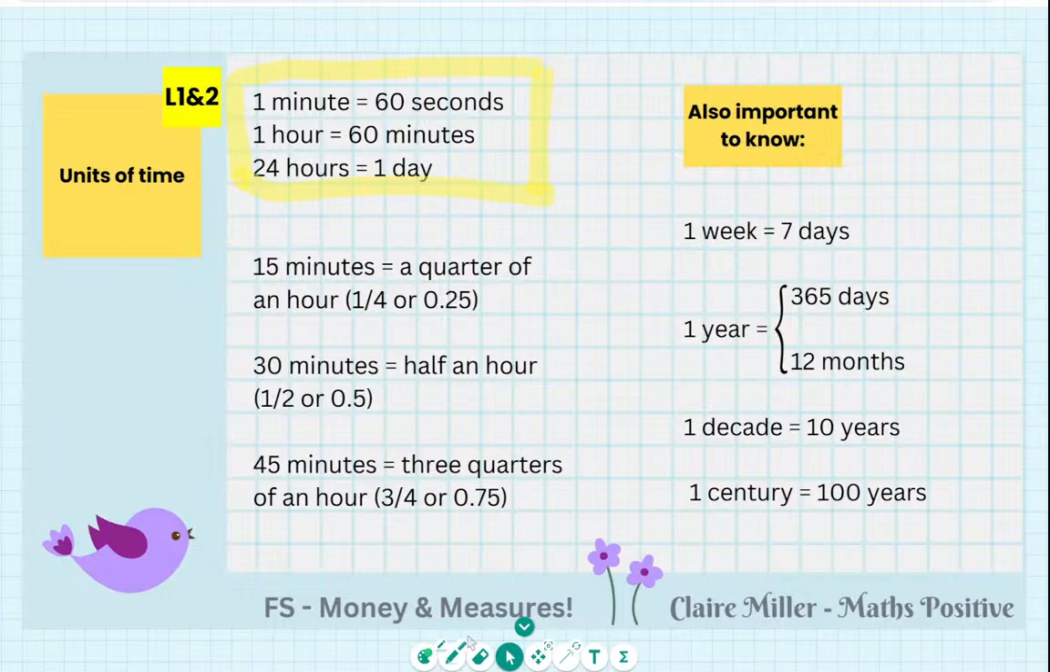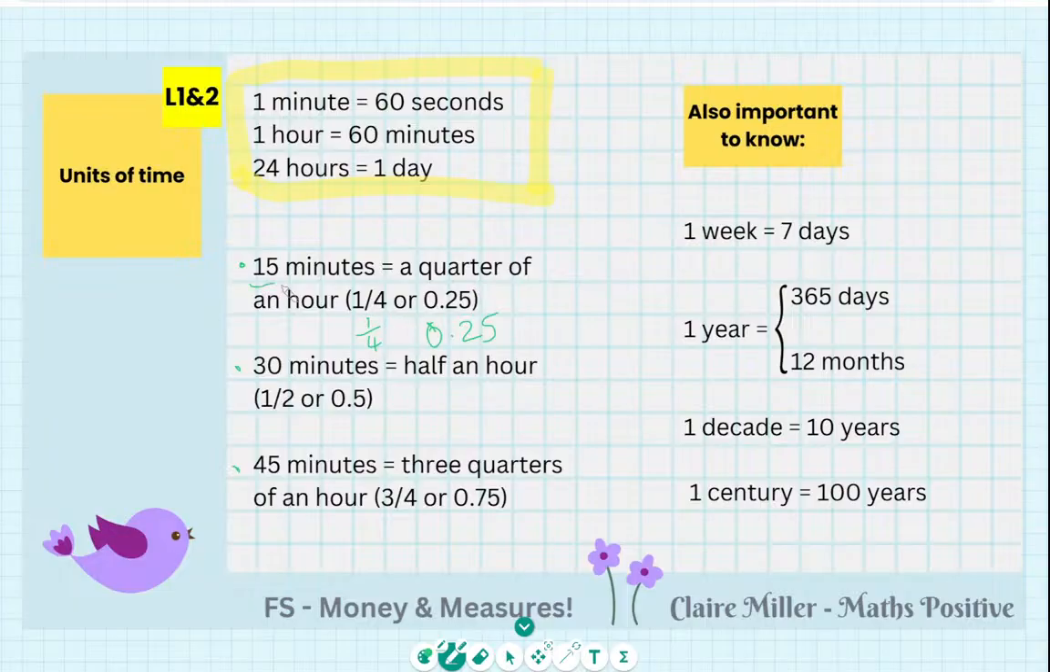And probably again, as I'm mentioning them here, you'll be like, yeah, I know that. 15 minutes is a quarter of an hour. Yeah, that makes sense, right? And a quarter could be written like this, or it could be written like this, just like we've talked about before when we talked about fractions and decimals.